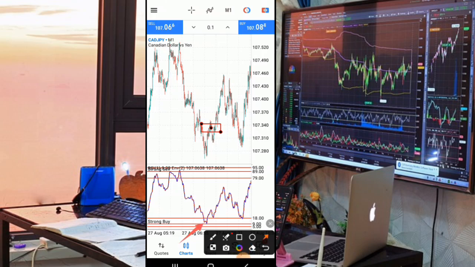So basically, okay, first let me just explain to you how we do this strategy. What we do is that we wait for price to touch the 89 line level, and then we wait for price to close below the 79 line level or above the 18 line level.